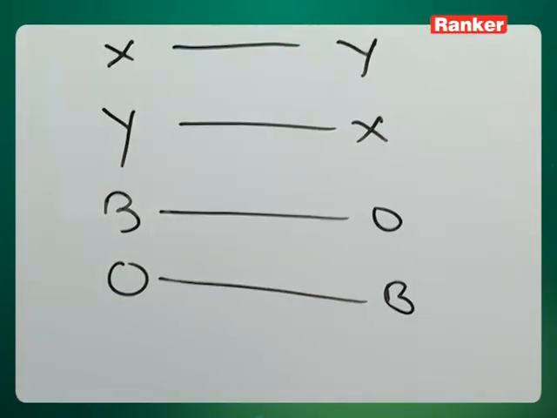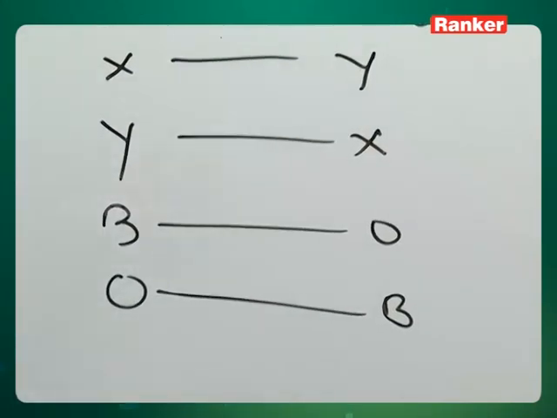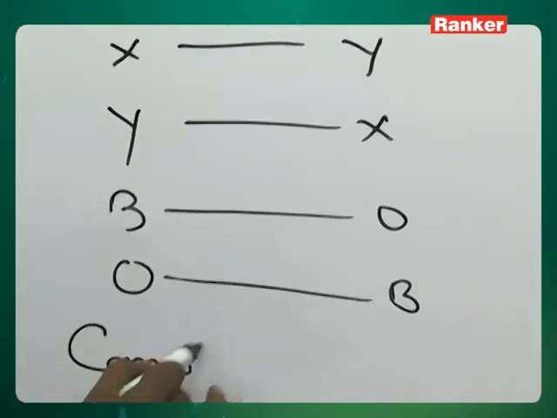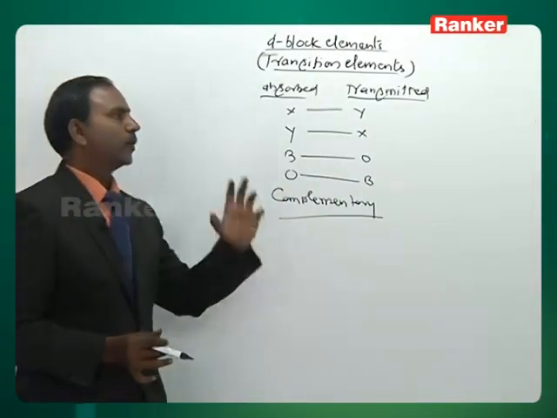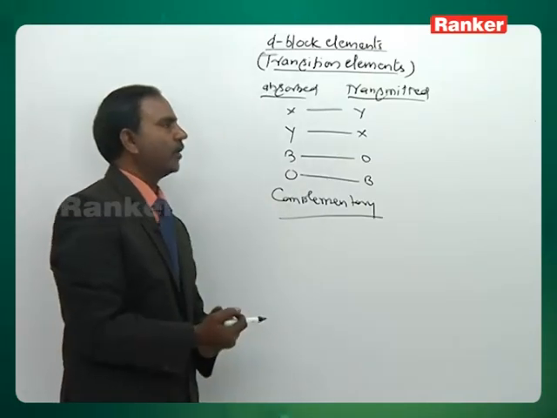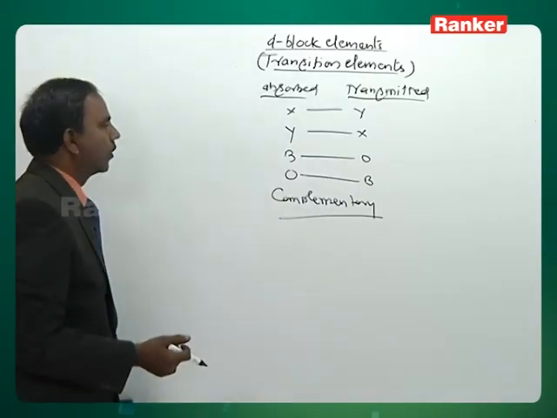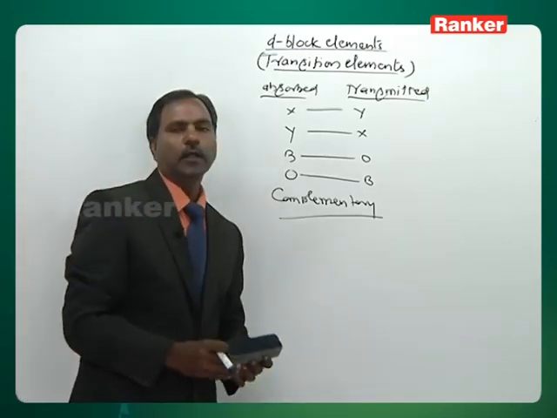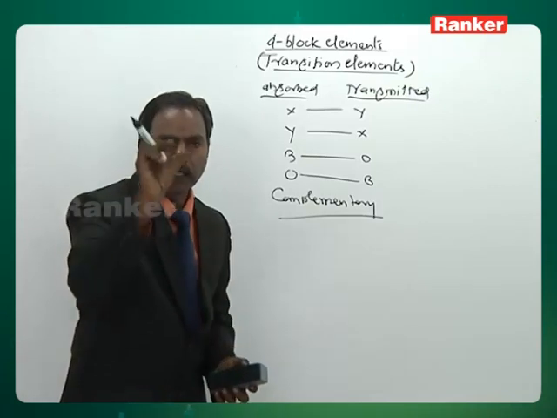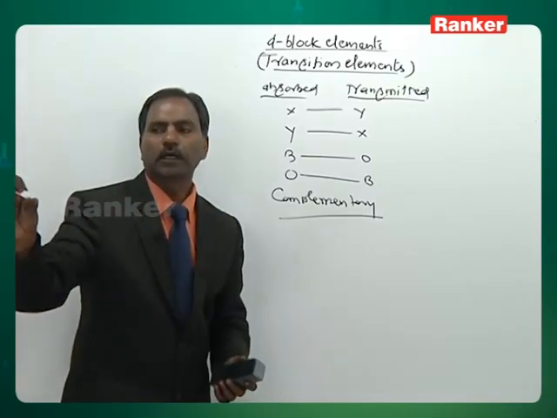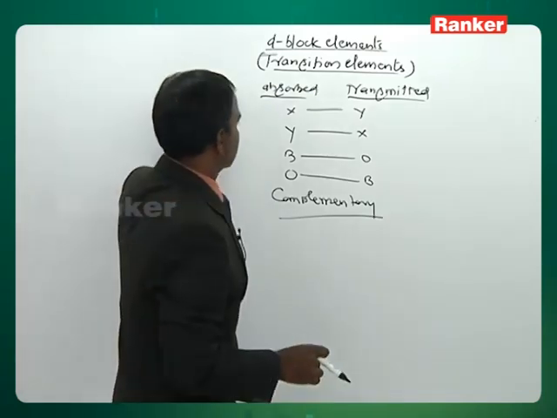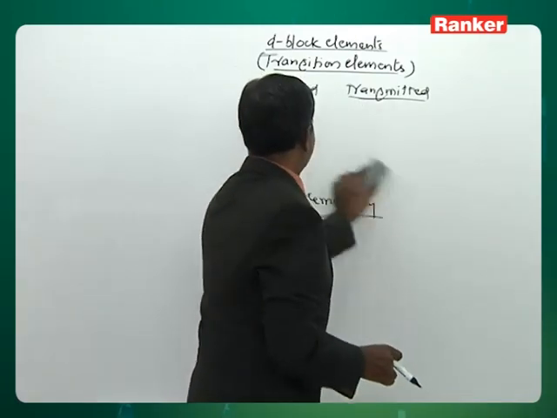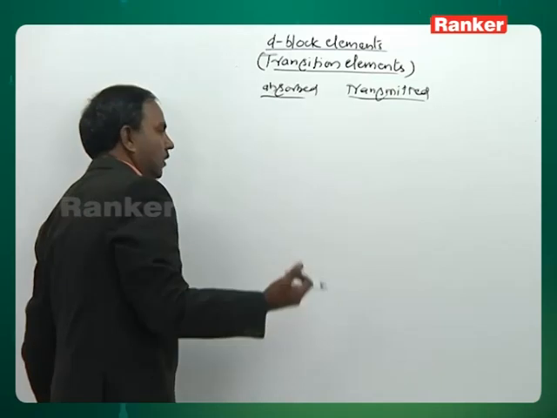The pairs of colors, either X and Y or blue and orange, orange and blue, these pairs of absorbed and transmitted colors, what do we call them? Complementary colors. Now let me show a table. Taking the entire visible region, what color is absorbed and what color is transmitted? What are the complementary colors in this visible region of light? Let me make a table here, then you can easily understand what color is absorbed and what color is transmitted.